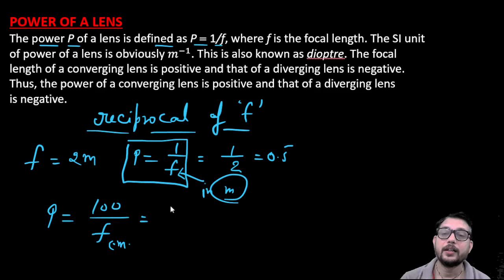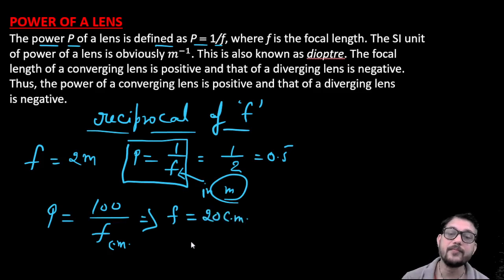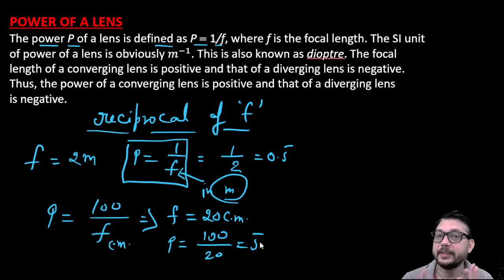Now see a question based on it. Suppose F is 20 centimeter, so P equals 100 over 20, which means 5. So this will be the power. In one word, I can say that the reciprocal of the focal length gives the power of any lens.